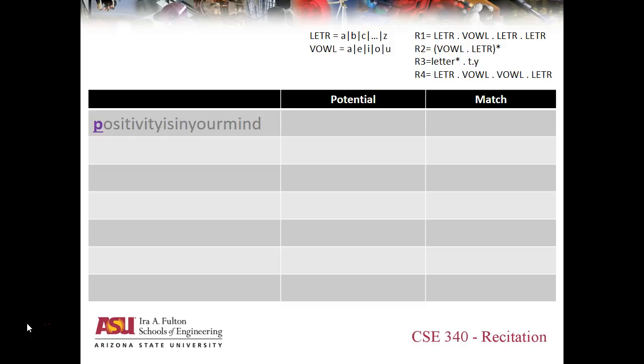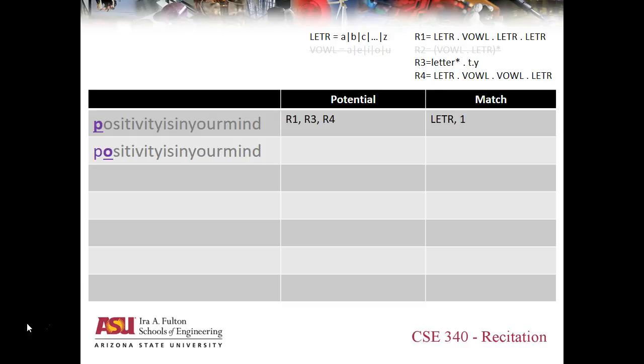All of them? Yeah, it doesn't start with a vowel, so R1, R3, R4. Now, what about letter? Is letter a potential, or is letter a match? Letter's a match. So letter's a match for one character. And we have R1, R3, and R4, and since R2 and vowel aren't available anymore, they're marked through up there.